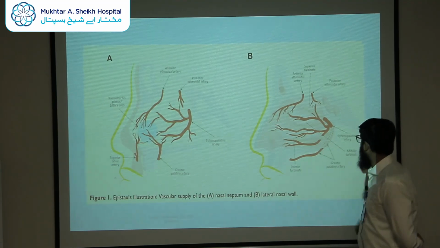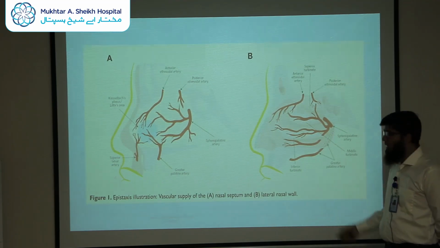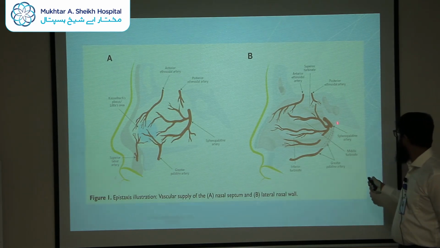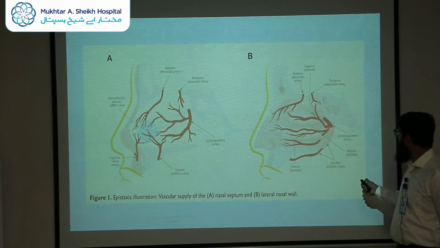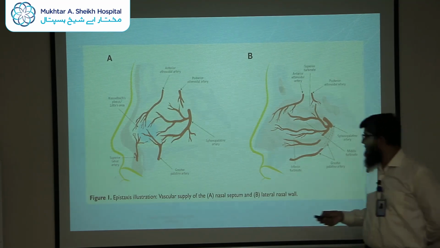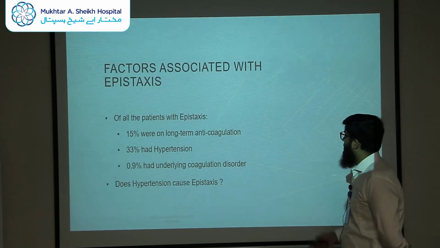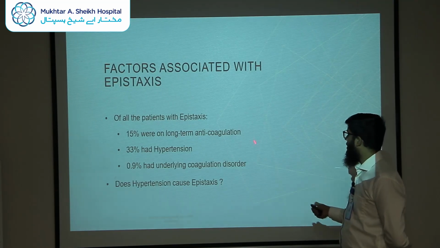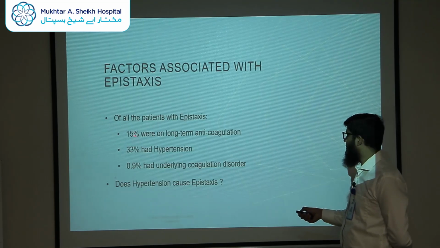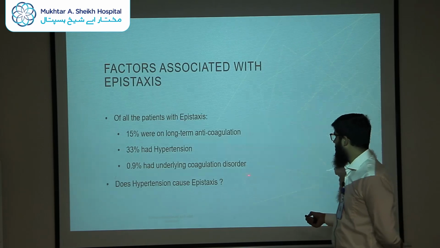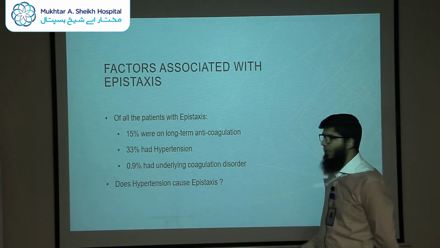And then this is the lateral wall of the nose. On this lateral wall, the most important area is the area of the sphenopalatine artery. So the most common site of posterior bleed is this area. The factors associated with epistaxis include long-term anticoagulation, seen in 15% of the patients, hypertension in 33%, and underlying coagulation disorders in 0.9%.